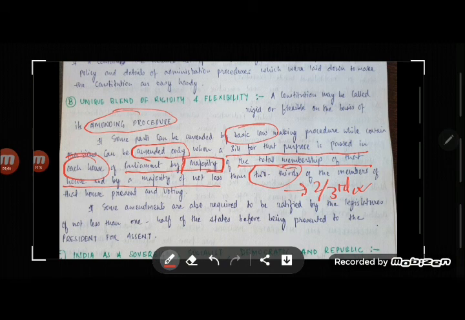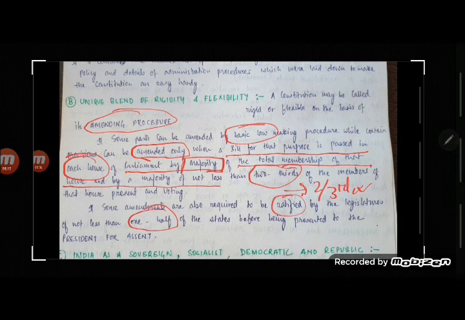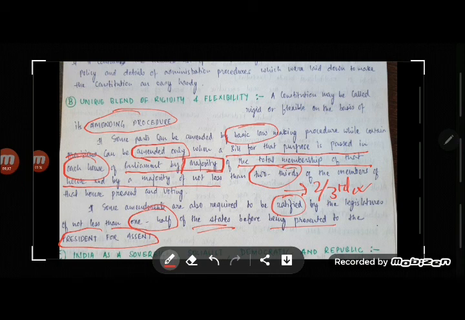Now the other thing is that some amendments are also required to be ratified by the legislature of not less than one half of the states before being presented to the president for assent. So one half of the states has to ratify. When the president is giving assent to the amendment, it has to have been ratified by one half of the states. And in this case, a 2/3 majority has been provided to pass the amending procedure. Now we move to the next topic.